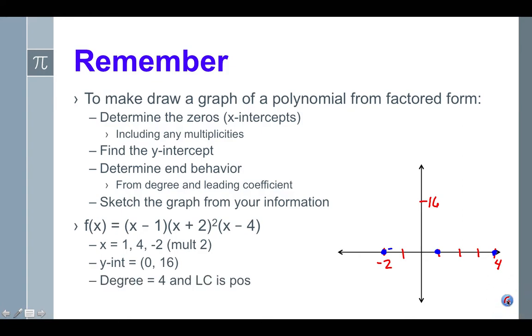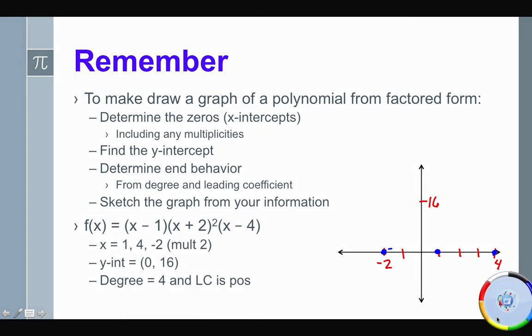There we go. The leading coefficient is positive and the degree is 4, so that means my end behavior is going to go up on the left and up on the right, because even degrees go in the same direction and positive even degrees go up, up. So we're going to bounce off of negative 2. We're going to come up here and cross through 16, and then we're going to go through positive 1 and through positive 4.